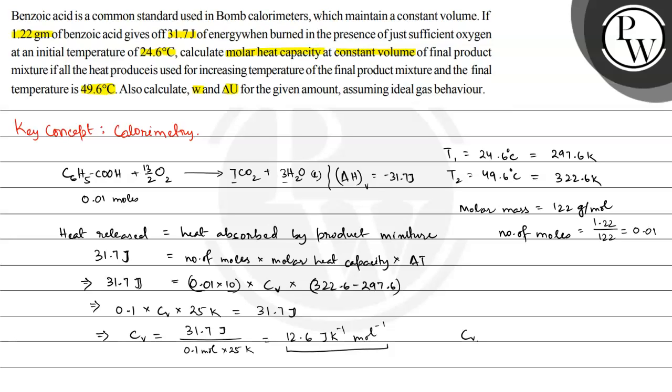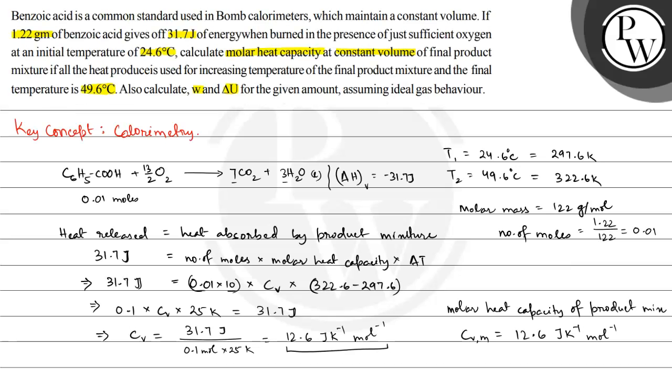So CVM, that is the molar heat capacity of product mixture, is CVM equal to 12.6 joule Kelvin inverse mole inverse.